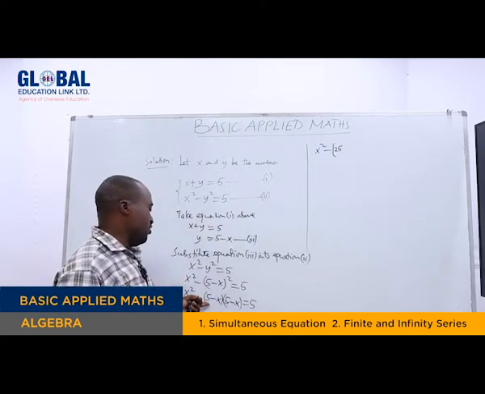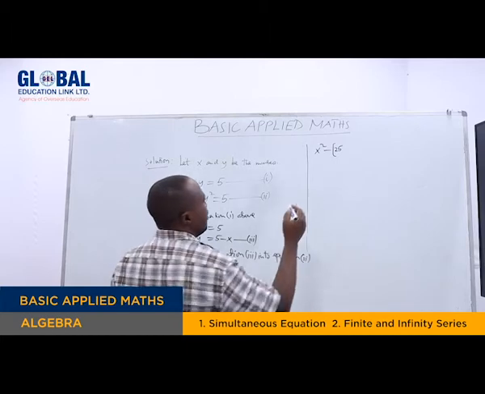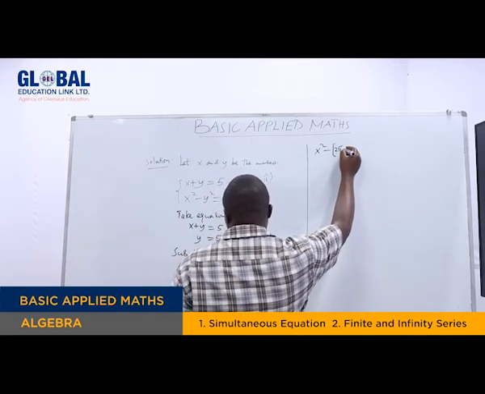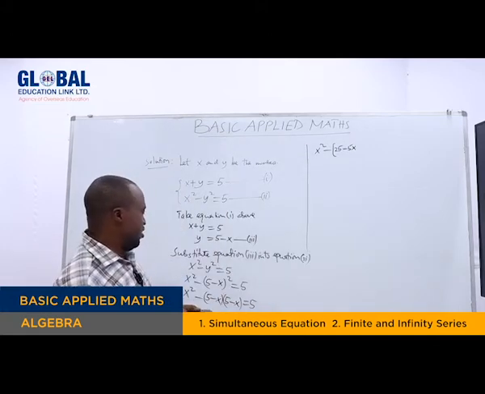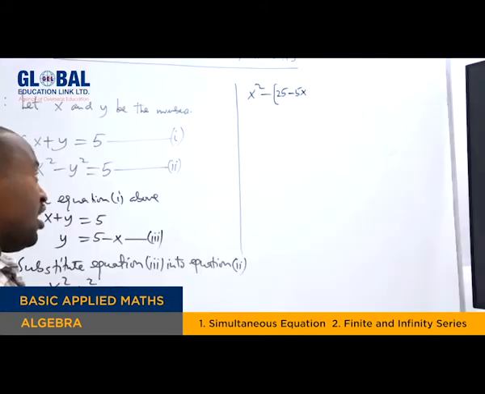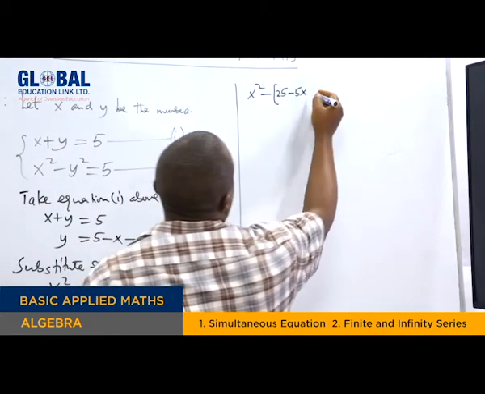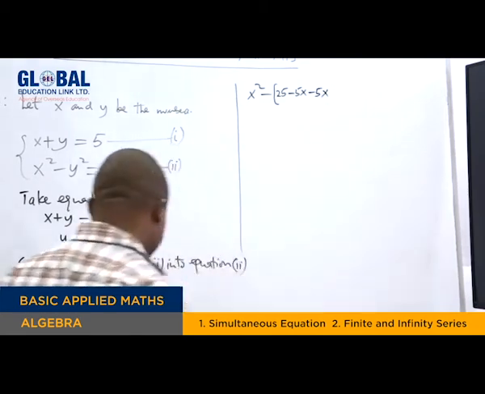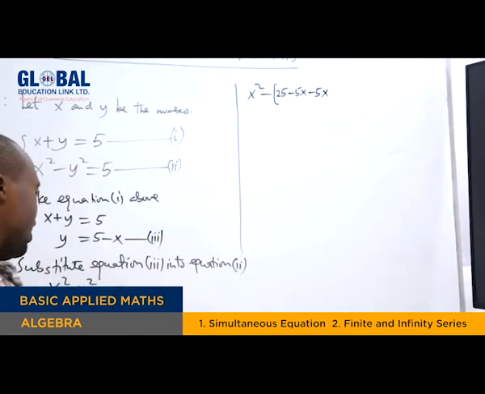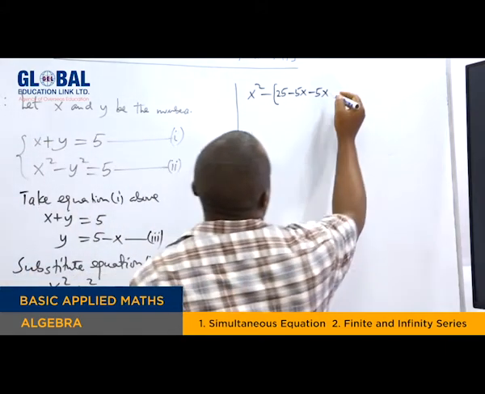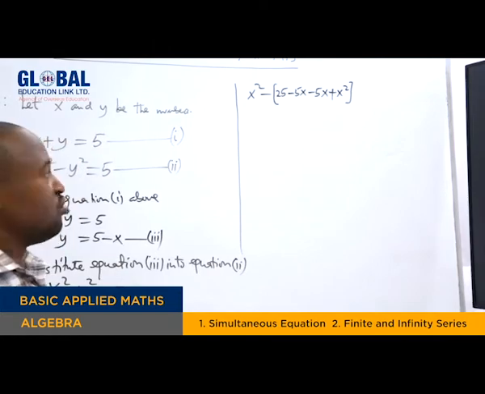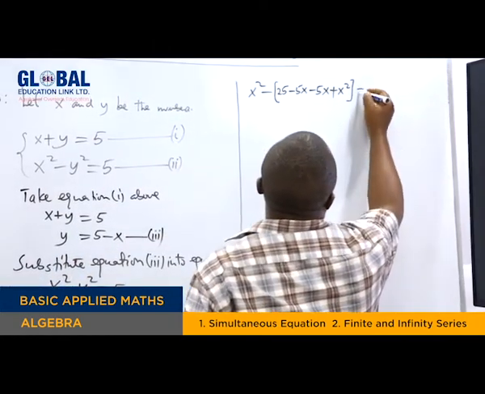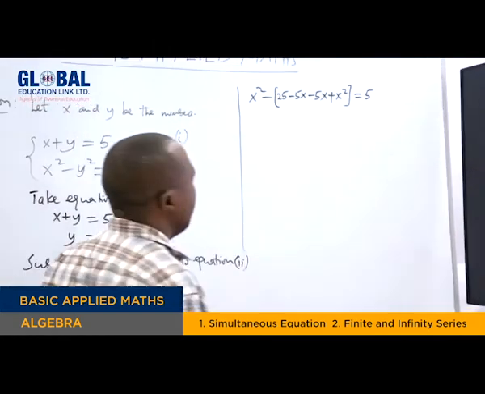Then we have 5 times negative 5, that is negative 25. And again, we have negative x times 5, that is negative 5x. And the last term is negative x times negative x, which is positive x squared. Now this one is equal to 5. So here we have that is 5.